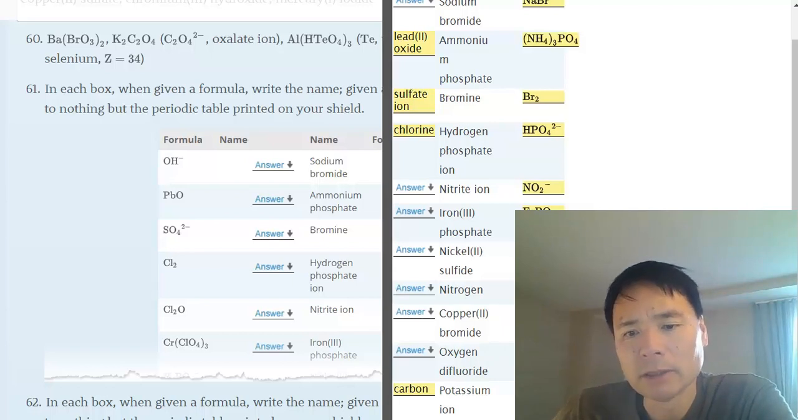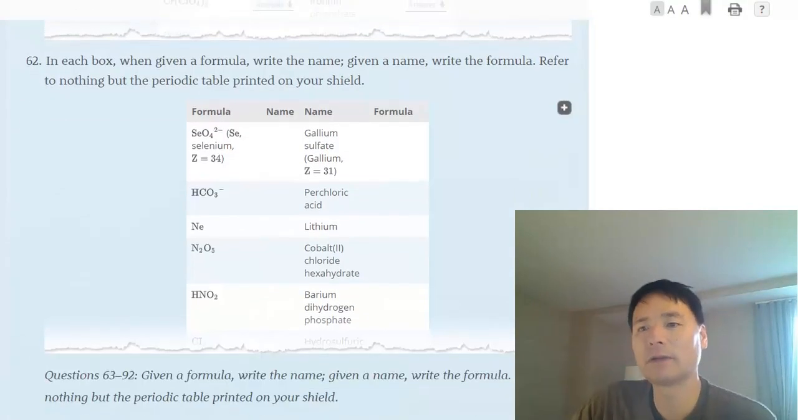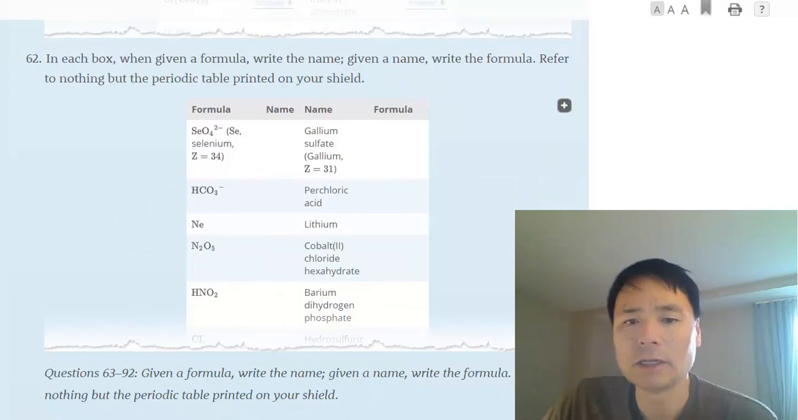Potassium ion, K plus, fixed charge. Alright, that was 61. Okay, now do one more.